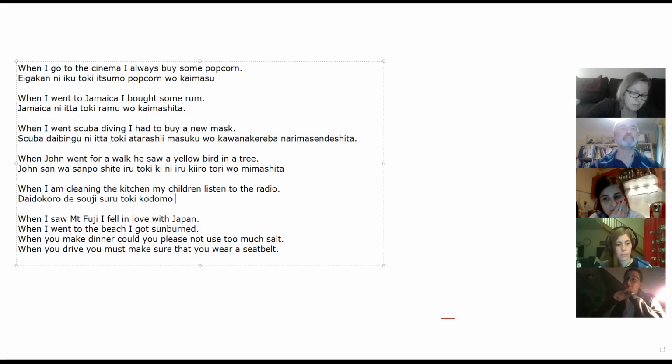Kodomo reijo ga kikimasu. Kodomo, what's the particle after kodomo? I'll put ga here, okay? Kodomo ga. Okay. Radio. I wasn't sure, because you're not exactly doing something to the radio, so I thought it's ga, but that's probably wrong. Radio o kikimasu. Yes, good.